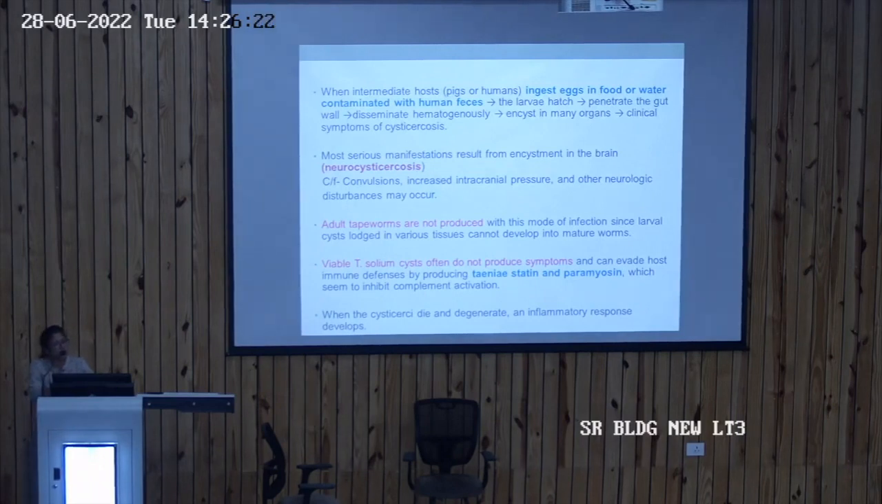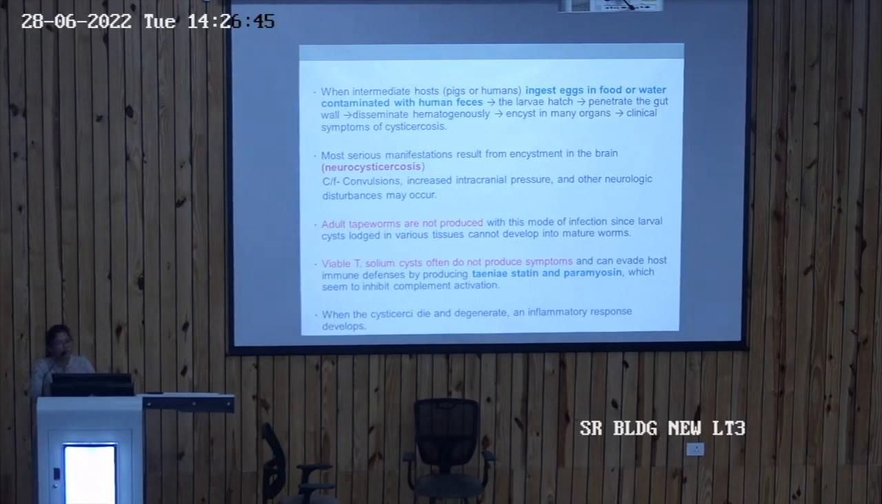In this, adult tapeworms are not produced. Adult tapeworms are produced after ingestion of undercooked meat by humans. That does not cause cysticercosis. But here in cysticercosis, adult tapeworms are not produced.